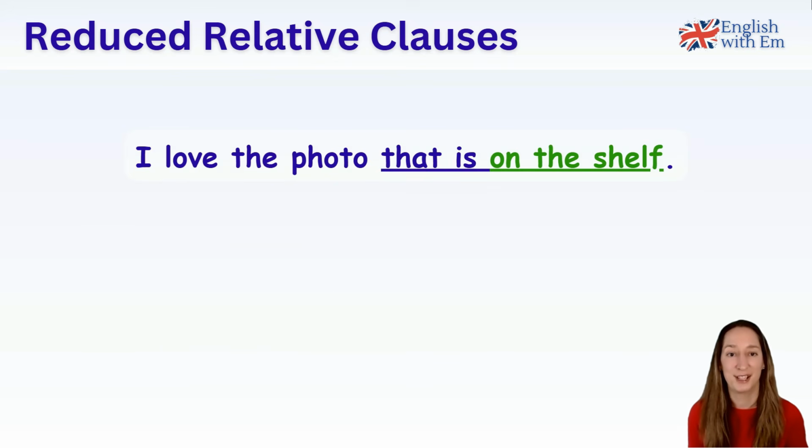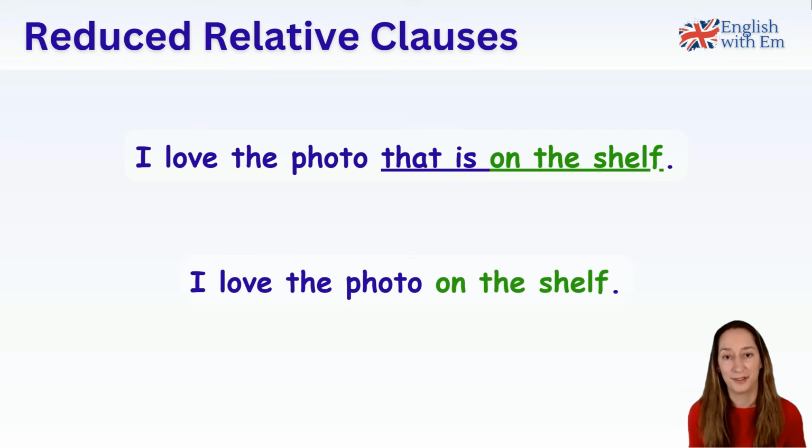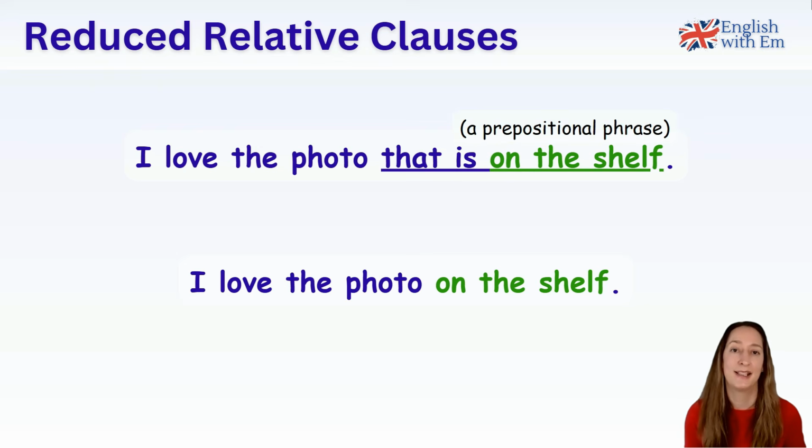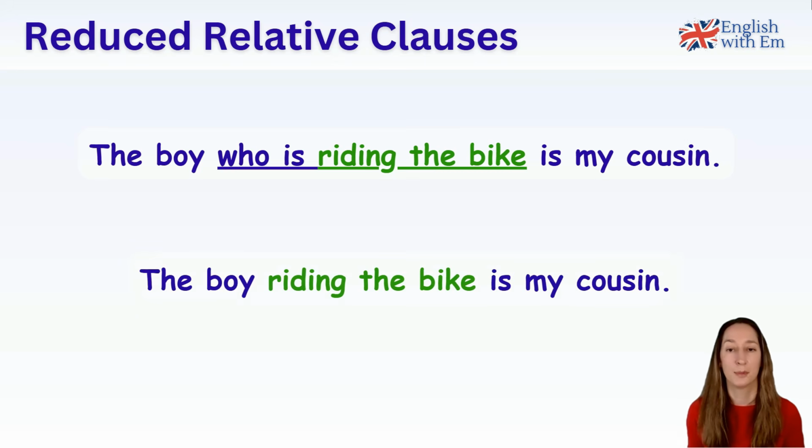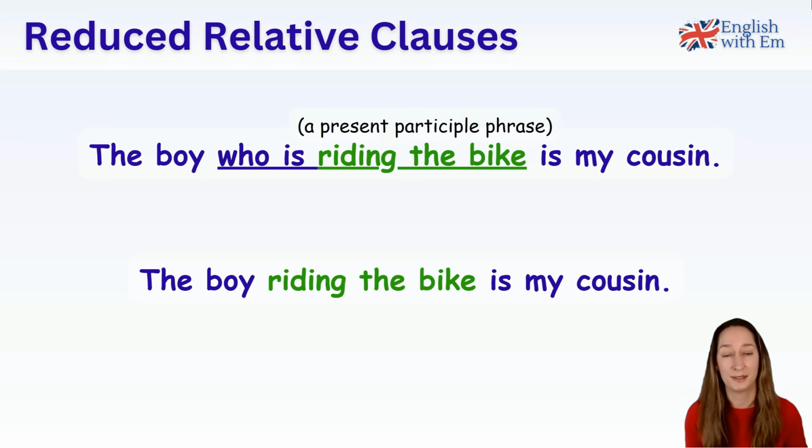I love the photo that's on the shelf. I love the photo on the shelf. Here we have a prepositional phrase. We delete the pronoun and the verb to be. Two more. The boy who is riding the bike is my cousin. Pause and think about your answer. The boy riding the bike is my cousin. So here we have a present participle phrase. We delete the pronoun and the verb to be.